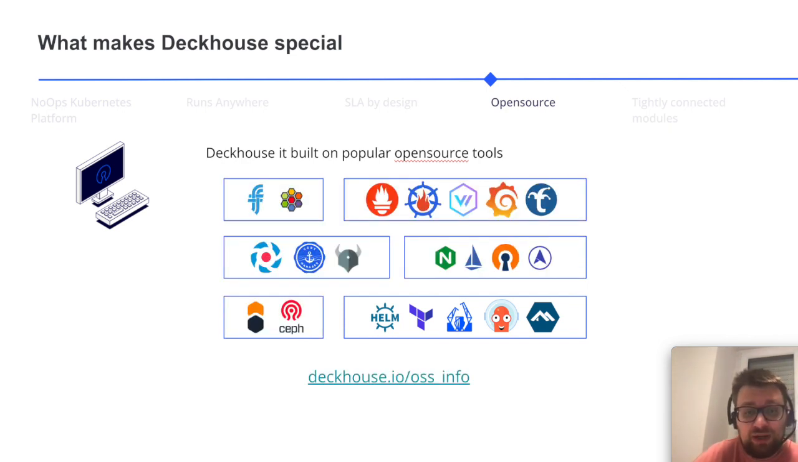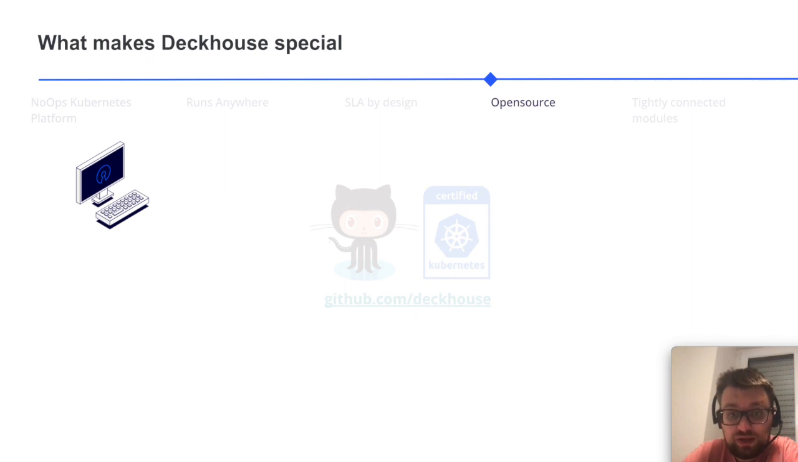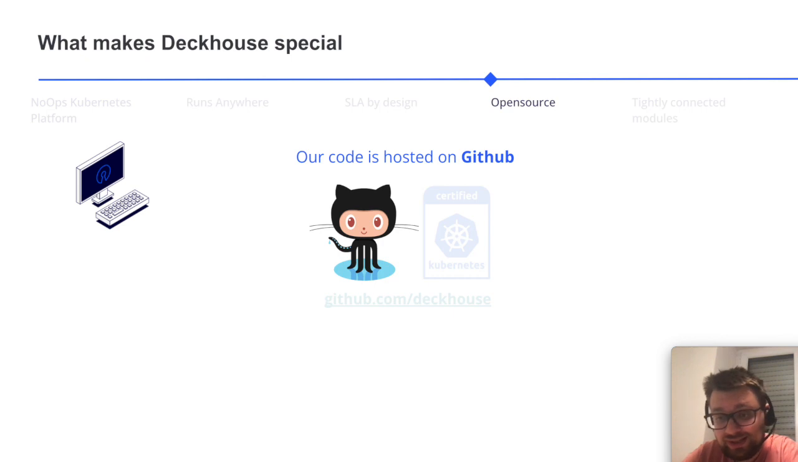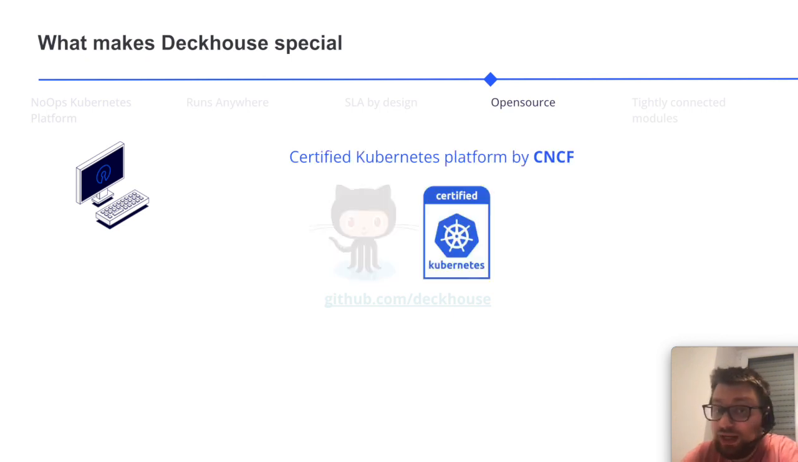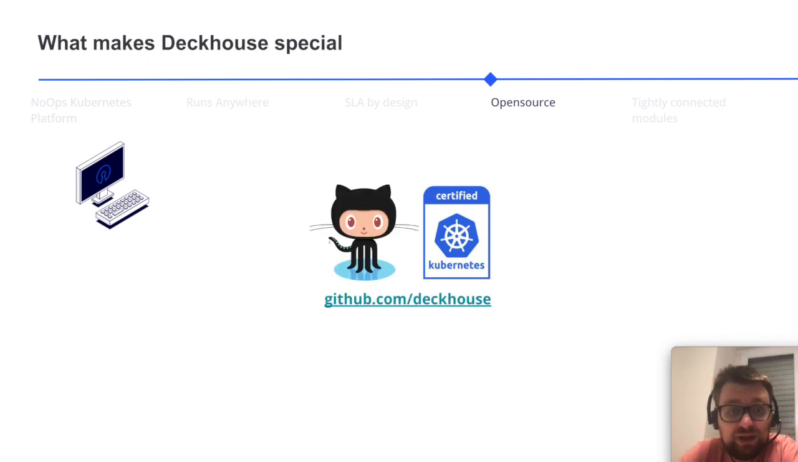And you can find more info on this page if you want, because this page is auto-generated, and if we add something new to Deckhouse, you will see this on this page. Deckhouse itself is also open source software, and our code is hosted on GitHub, so everyone can go and see what we are doing. And we are also a certified Kubernetes platform by the Cloud Native Computing Foundation, so we are on the Landscape. And you can find more info about Deckhouse by following this link, the link to our GitHub profile.